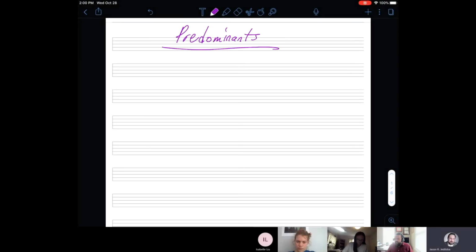Predominance. Okay. So a predominant, as you can tell by the word there, what do you think that might mean? What is a predominant, do you suppose, if you had a guess? It's a chord that comes before a 5 in like a cadence. Right. Okay. So we have kind of three functions of chords.